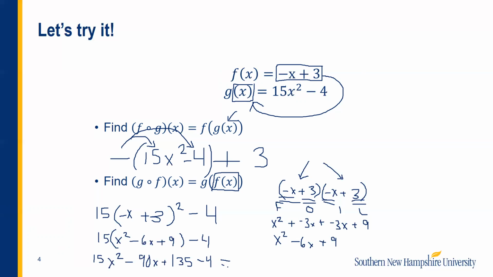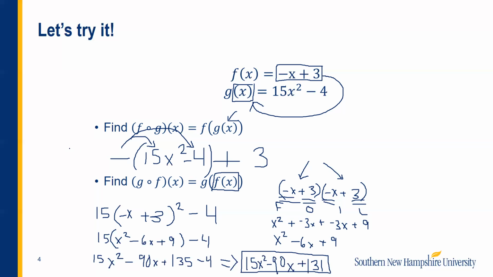We're almost finished, because all we have to do now is combine our like terms. And the only like terms we have are 135 minus 4. So the final answer on this bottom one is 15x squared minus 90x plus 131. And that should be our final answer.